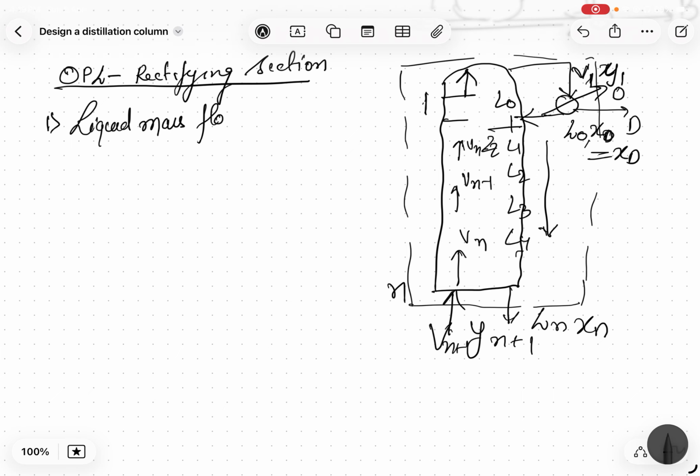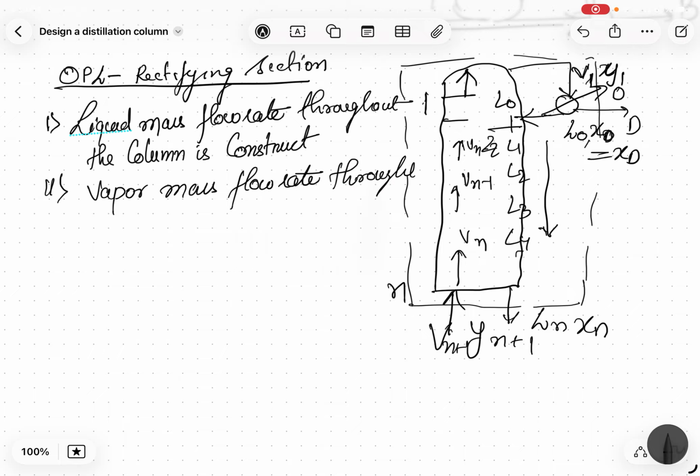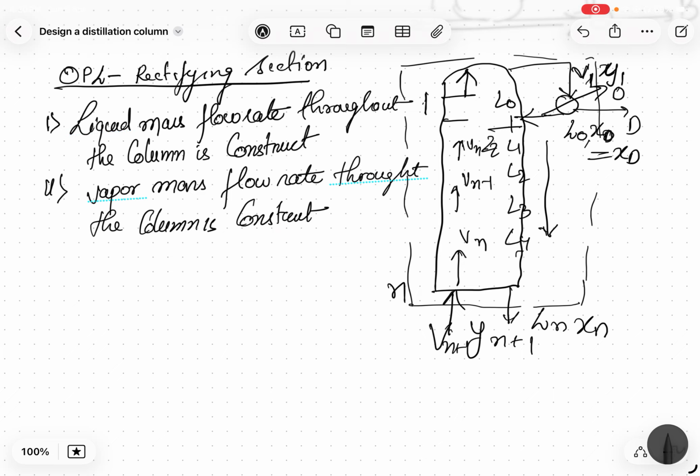mass flow rate throughout the column is constant, and second, vapor mass flow rate throughout the column is constant. Now you will see why he chose these two assumptions. How is he so sure about these?